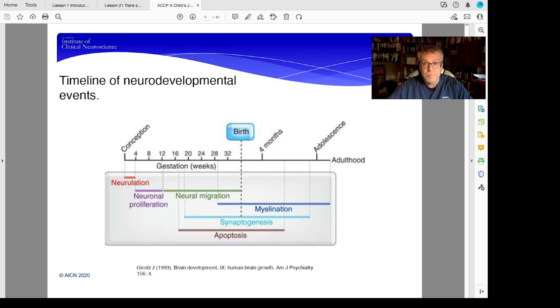Now, there is another process called apoptosis. Apoptosis is pre-programmed cell death, so that neurons that are not being used properly or haven't connected properly will undergo a process of destruction and be removed. So this pre-programmed apoptosis is probably a good thing.